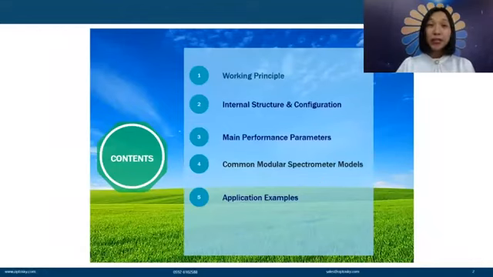In today's presentation, we are going to introduce the following 5 parts. Part 1 is the working principle of modular spectrometers. In part 2, we are going to introduce the internal structure and configurations of modular spectrometers. In part 3, we introduce the main performance parameters of the spectrometer. In part 4, we will introduce the common models of modular spectrometers from Opto-sky. And finally, we will give you some application examples.